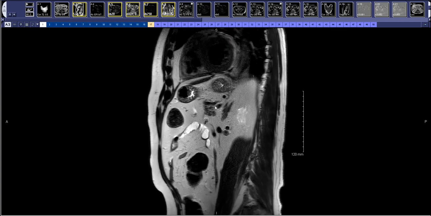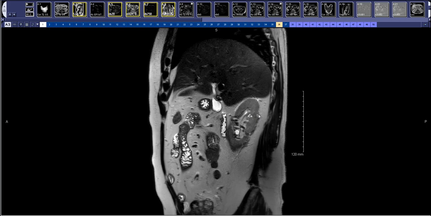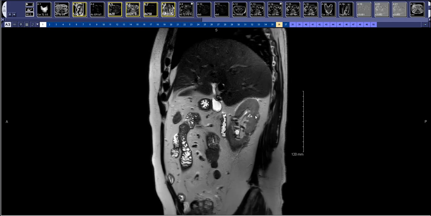Here's our sagittal T2. We can get a better look, potentially, at that lesion in the cortex of the right kidney. It is T2 hyperintense, but it's heterogeneous, and it's not as bright as a simple cyst, which you can see on this same image here near the renal sinus.